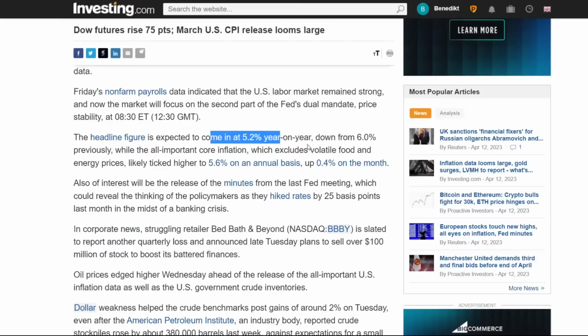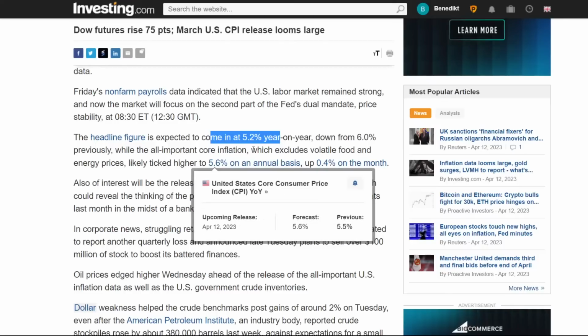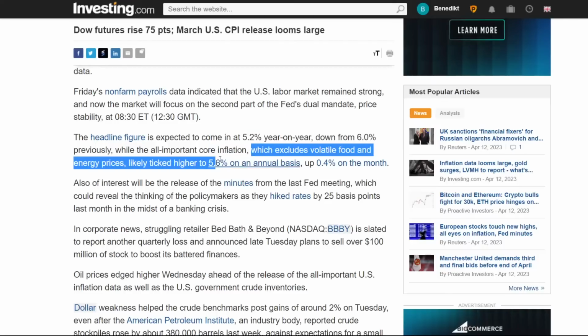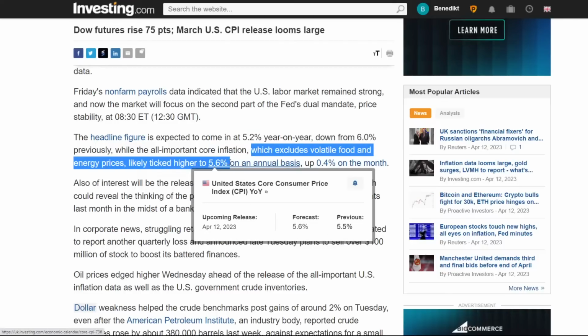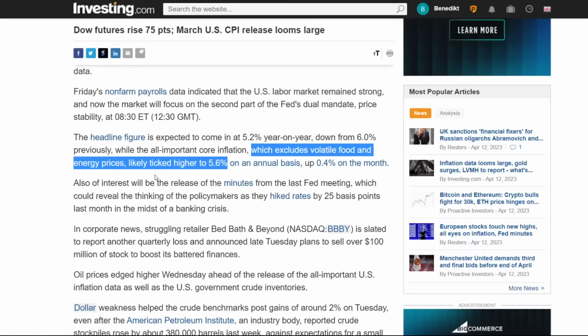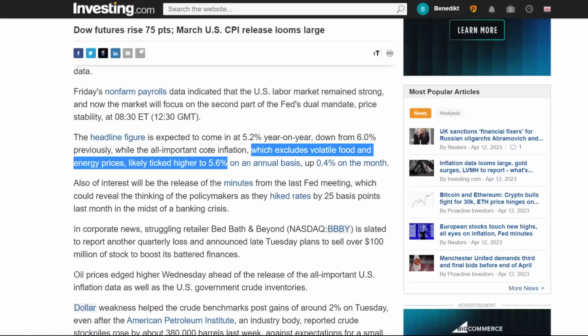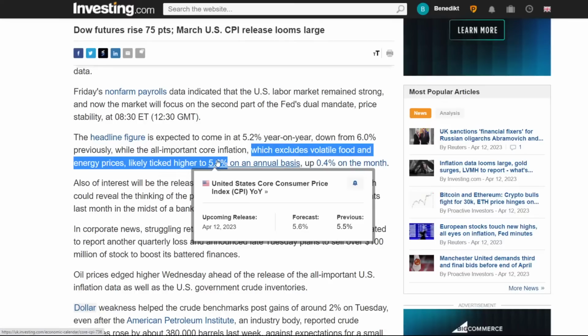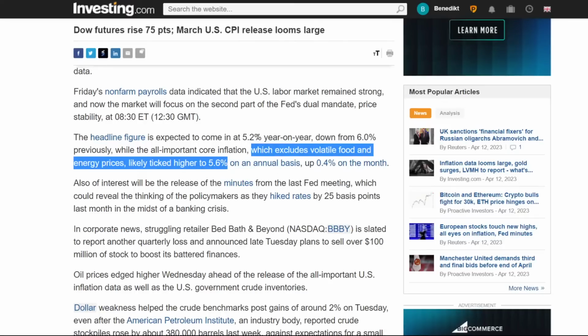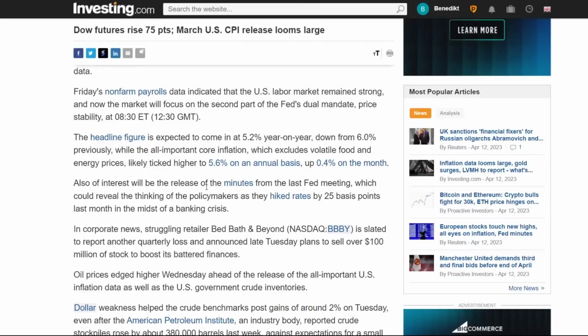It seems like more and more people are currently focusing on core CPI, which again excludes volatile food and energy prices, and that would be 5.6%. We need to double check, but I think it is the first time in recent months that core CPI is expected to be higher than CPI. Okay, so just as a note.